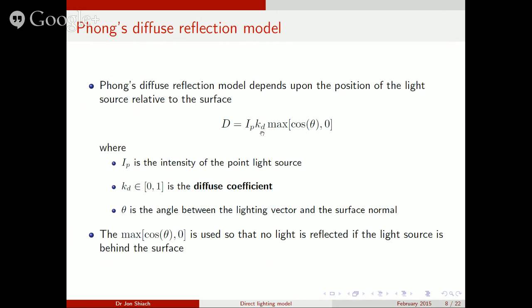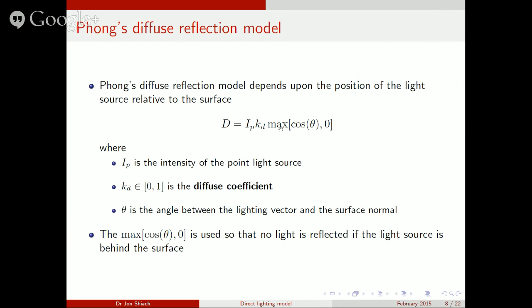KD is a diffuse coefficient. This is the same as KA was for ambient lighting. KD is a coefficient between 0 and 1. You set that to how much diffuse reflection you want for this object. If your object is very shiny, you might not have much diffuse reflection. If your object is very rough, for example, like a carpet, you might have a lot of diffuse reflection. So that's kind of like a tuning thing.